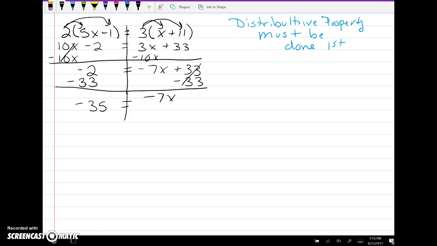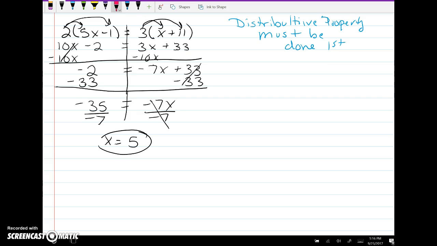Oops, that doesn't look very even. Let me fix that up for you guys. Negative 7x. Divide both sides by negative 7. And x equals positive 5, because a negative divided by a negative is a positive.